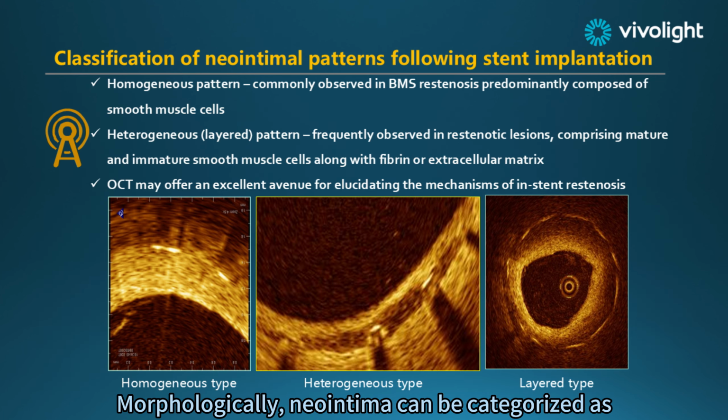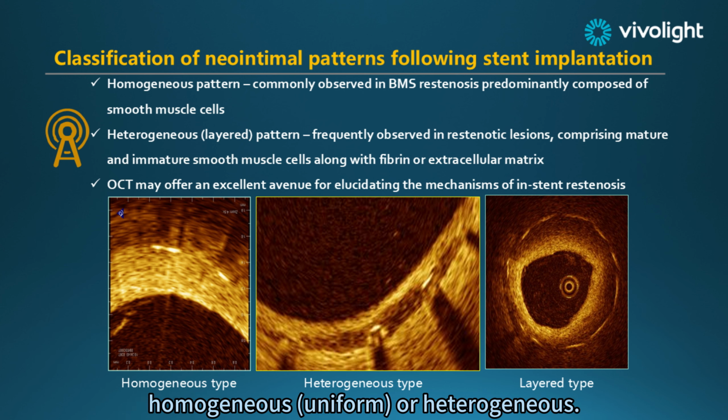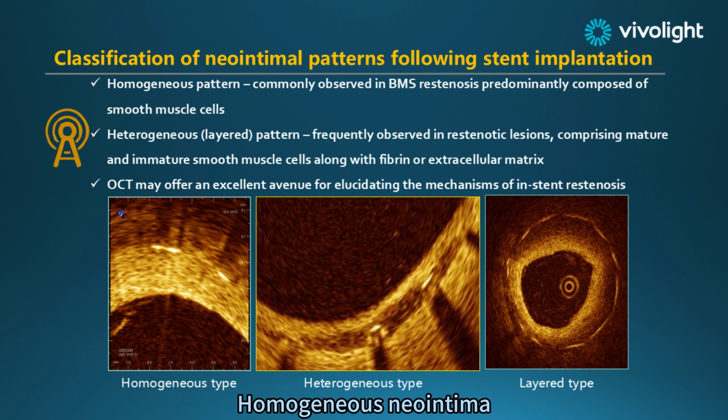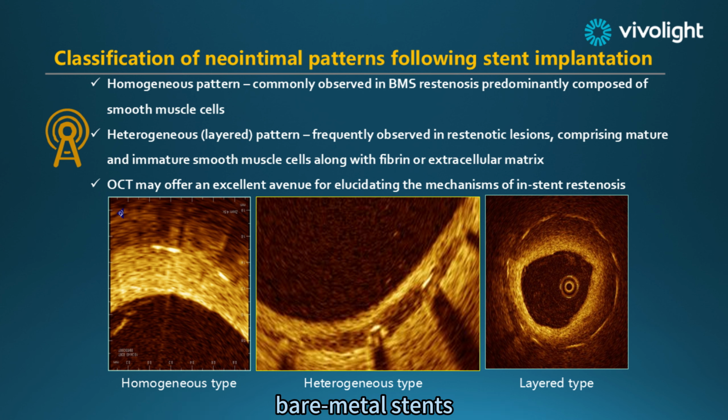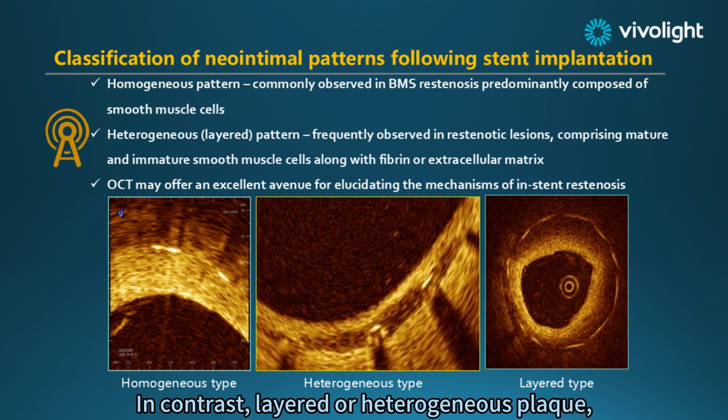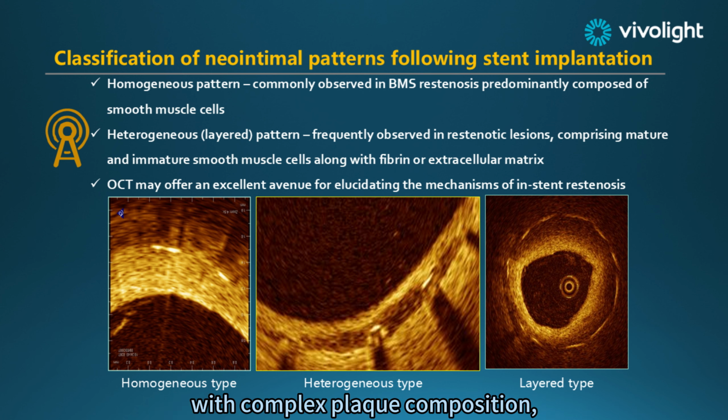Morphologically, neointima can be categorized as homogeneous or heterogeneous. Homogeneous neointima is composed predominantly of smooth muscle cells. This pattern is typically observed in early-stage bare metal stents, as a characteristic finding. In contrast, layered or heterogeneous plaque, with complex plaque composition, is more frequently associated with drug-eluting stents.